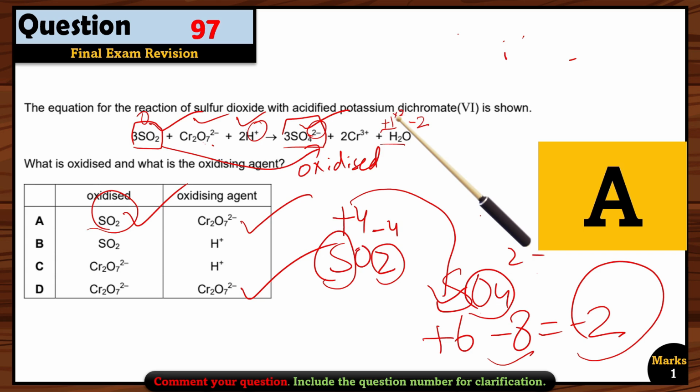So it means it is not oxidized, it is not reduced, so it is not an oxidizing agent or reducing agent. So we are only left with the dichromate ions, okay? So dichromate ions are actually now the oxidizing agent. This is how you can find your answer, okay? This is another trick to find through the oxidation numbers. So option A is the right option.